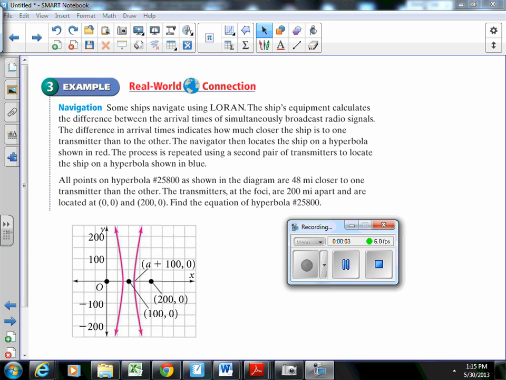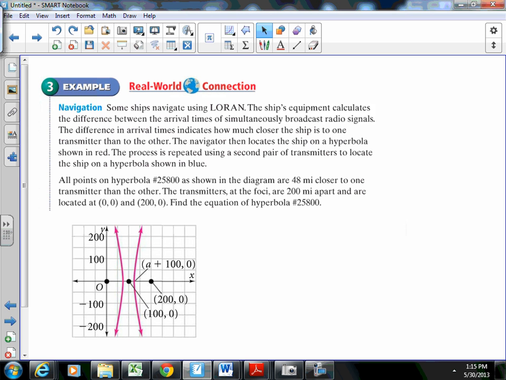Okay, this is a question about conic sections. This is hyperbolas. It's a real world problem, Example 3, page 584. It talks about ships and navigation systems and a specific system called Loran, which basically stands for long range navigation. What it does is it calculates the difference between the arrival times of simultaneously broadcasting signals.